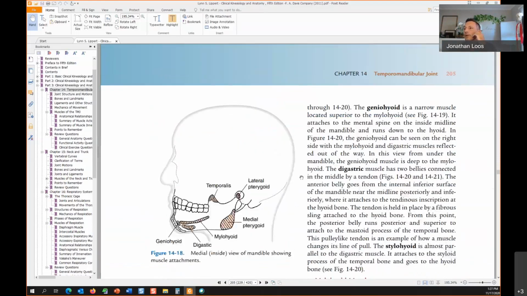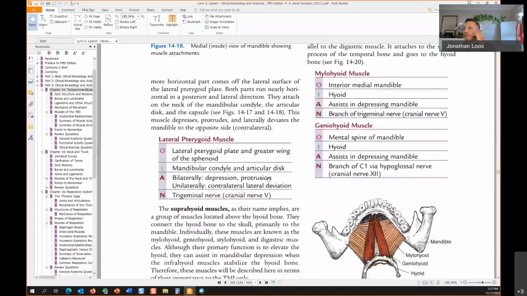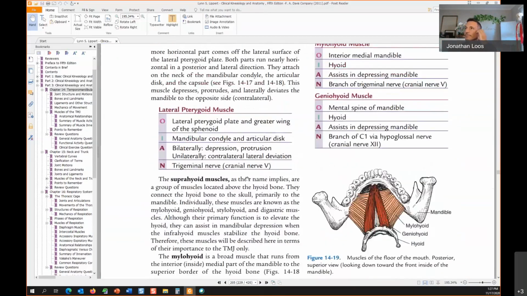And I think you have a better view. Do we have a better view of the pterygoids? Let me switch over.